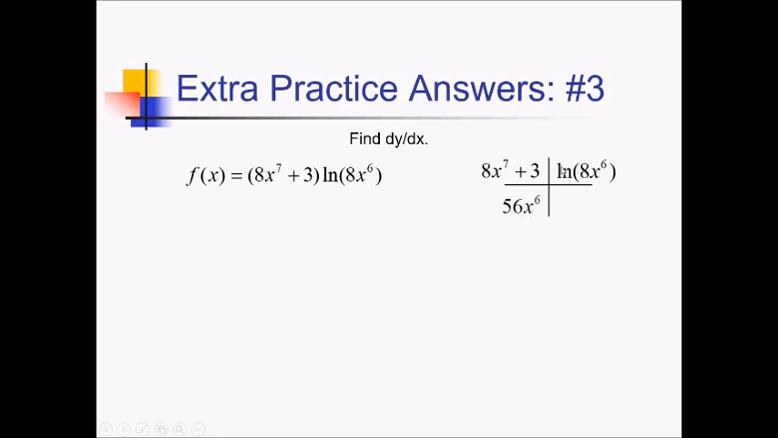And over here, this is a chain rule. So we're going to have 1 over something, 1 over 8x to the 6th, that's the outer function, times the derivative of 8x to the 6th, which is 48x to the 5th. And there's no need, but if you wanted to, you could reduce this to 6 over x. So now multiplying it out with the ribbon, I've got 56x to the 6th times ln of 8x to the 6th, plus, parentheses, 8x to the 7th plus 3 times 6 over x.